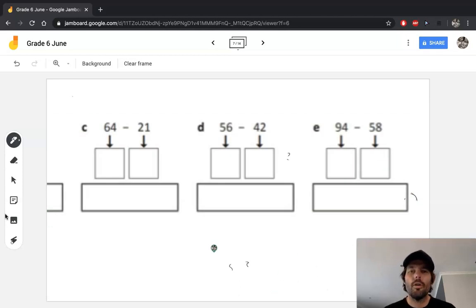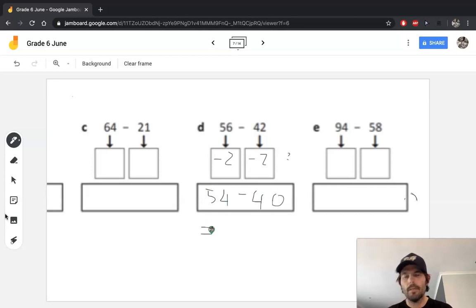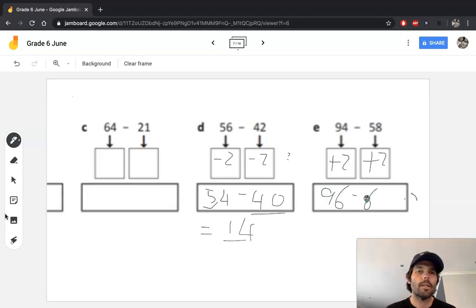So 56 minus 42, I'm going to subtract 2 to make the 42 40. So that means I'm going to have 54 minus 40. Nice and easy. 14. Check, go the opposite. 14 plus 40 equals 54. Yes. And you'll notice 56 minus 42 is also 14. And then the last one, I'm going to add 2 to get 60. So I must add 2 to get 96 minus 60. Subtracting a friendly number equals 36. And if you said 36 plus 60, you get 96. And your answer there is correct.